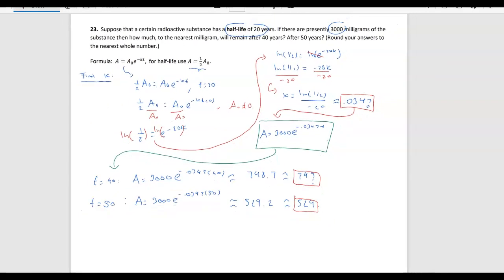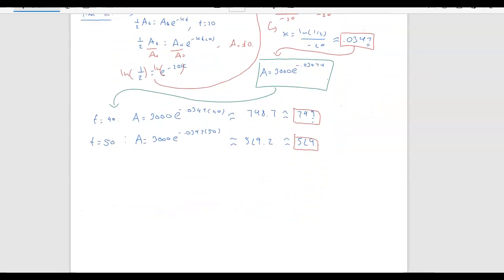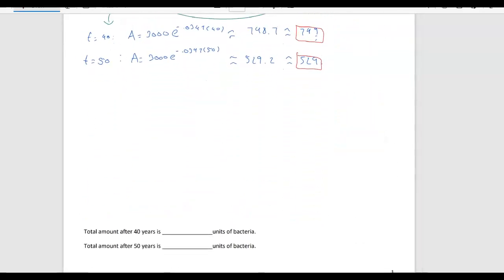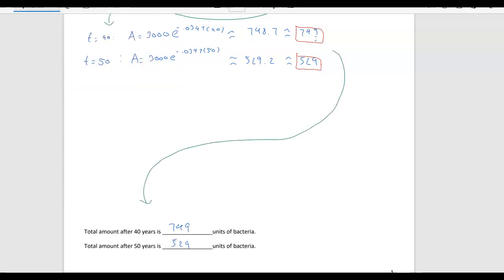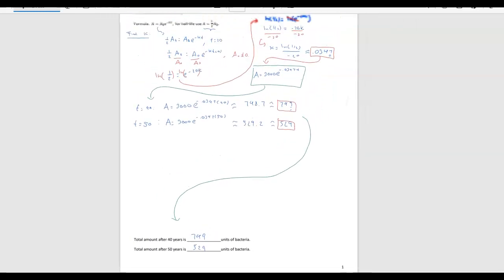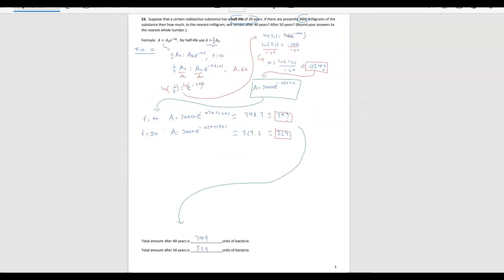Now remember that we have an application, so all of these will be expressed in some sort of a sentence. For the sentence, I already typed it up here, and the author's using units of bacteria. So for the first one, after 40 years, there's a total of 749 units and 529. So let me just put an arrow, since that is our final answer, but we're supposed to express the problem with complete sentences. That's actually it for problem 23.